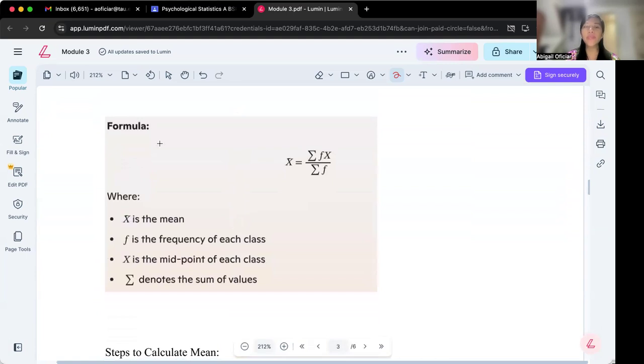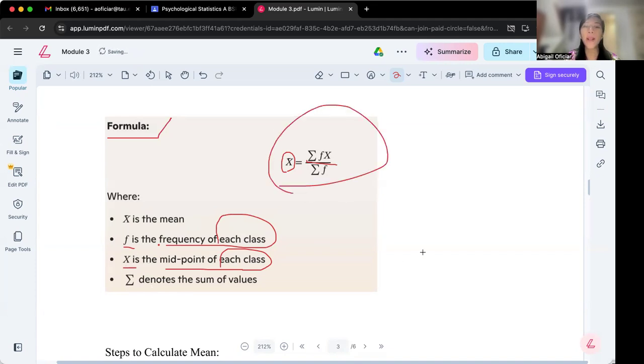For the mean, of course, this is the arithmetic average. Here's the formula for the mean. We have here the mean, this is the symbol, is equal to the sum of f times x, over the summation of frequency. F is the frequency of each class, x is the midpoint of each class, and that is over the sum of the frequency of each class. So this is our formula for the computation of the mean for the group data.